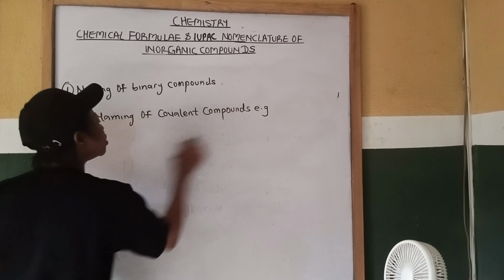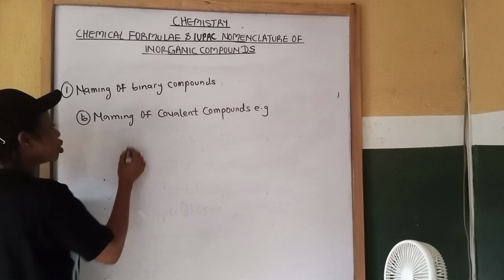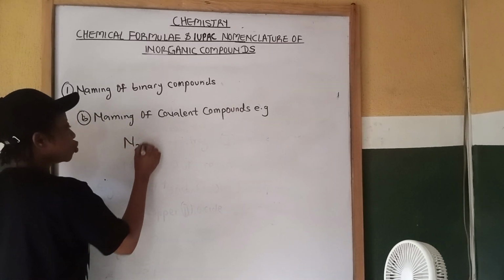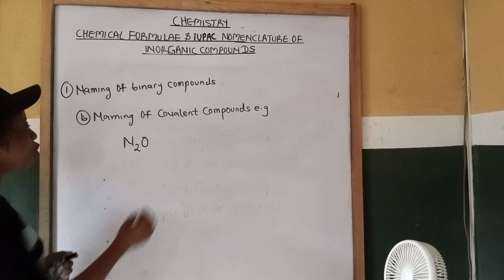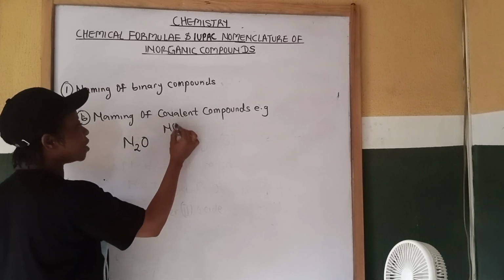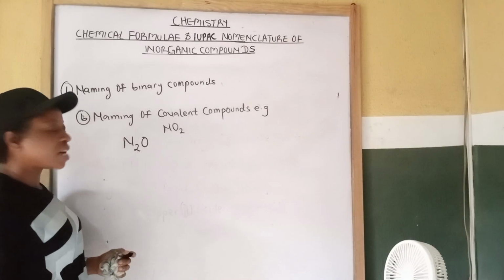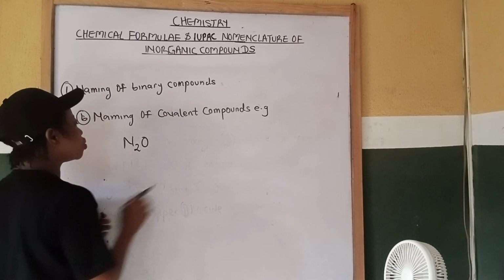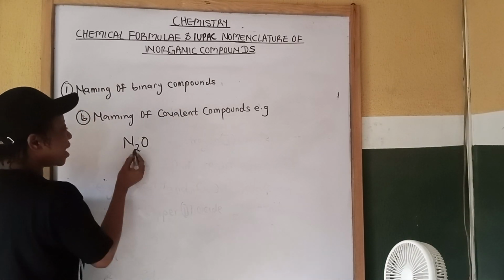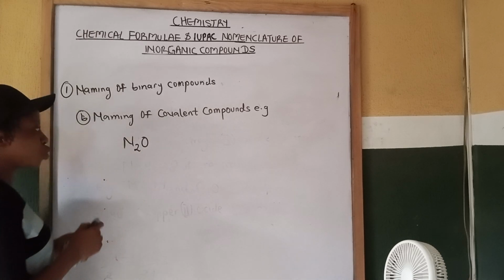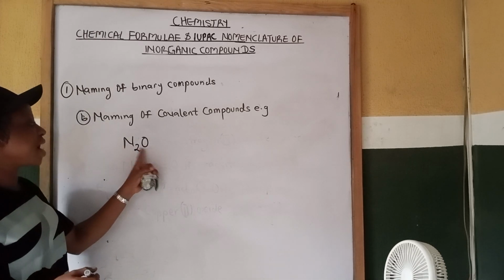Let's name another compound of nitrogen. Nitrogen oxide, N2O. N2O is totally different from NO2, so they are not the same. Let's see how we are going to name N2O. This is the combination of two non-metallic atoms.